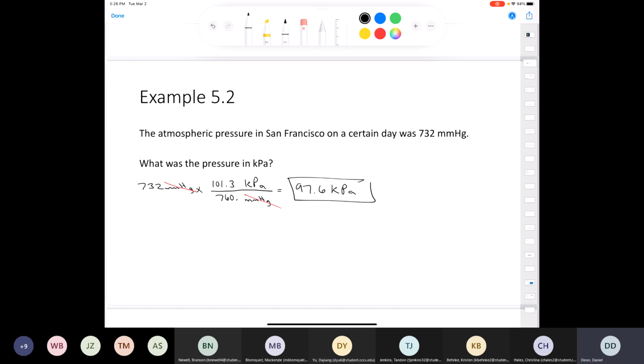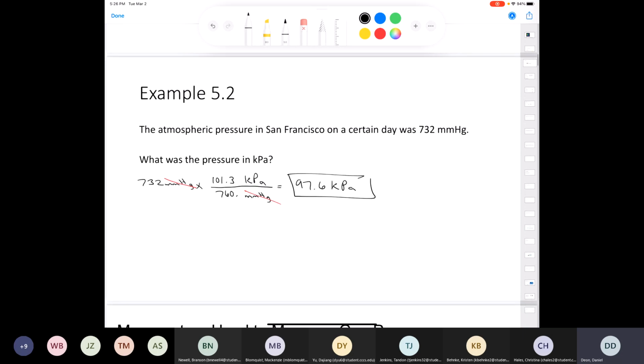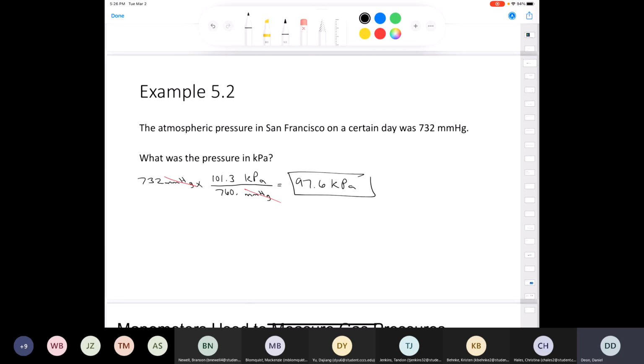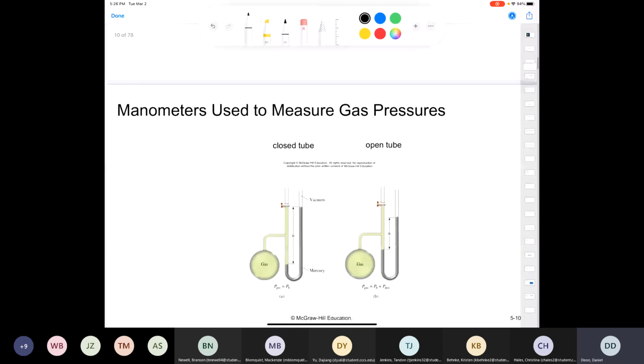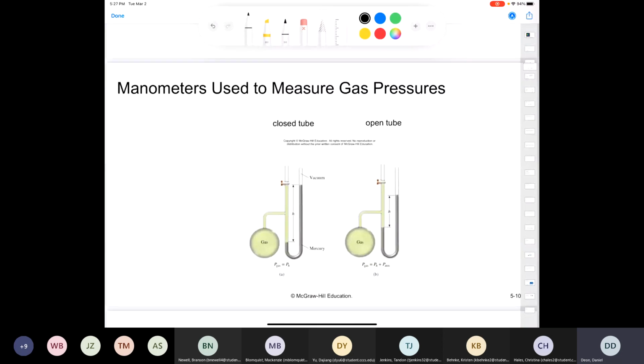So again, a barometer was used to measure atmospheric pressure, right? The pressure in the atmosphere. But if we want to measure the pressure of a gas, right? We talked about all these different gases that we might see in this chapter. What if we wanted to measure the pressure of helium or hydrogen or neon or some gas that we've made in the lab?